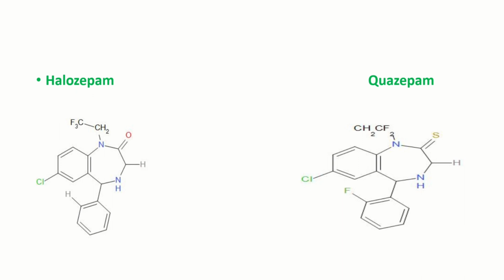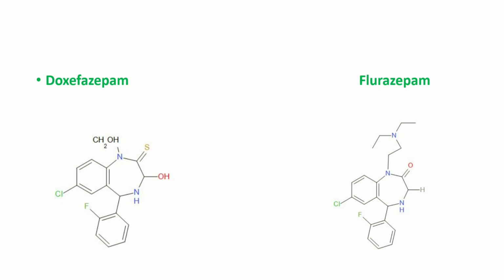Now in the structure of halazepam, on position 1 a trifluoroethyl group is attached, position 2 has oxygen, 3 has hydrogen, position 4 has chlorine, and position 5 has hydrogen. In the next structure, quazepam has a trifluoroethyl group on position 1, on position 2 there is a sulfur, position 3 has hydrogen, position 4 has chlorine, and 5 has fluorine. Now in the structure of another drug, on position 1 there is a methyl group attached, on position 2 there is a sulfur, position 3 has hydroxyl, position 4 has chlorine, and position 5 has fluorine.